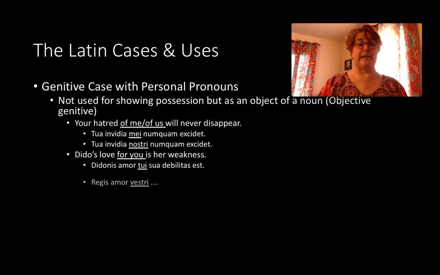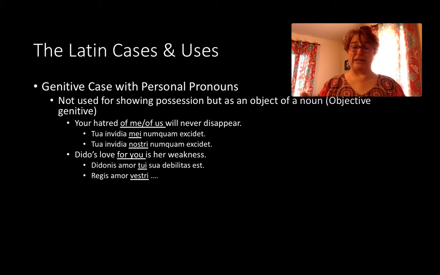Let's look at another example. Here it says, the king's love, vestri, for you. So that would be just the genitive plural, vestri, for you. It is important to emphasize yet again that we are using, especially with the genitive plural form that ends with I. Remember, you can have nostrum or nostri, vestrum or vestri. And when we are talking about the objective genitive, we want the one that ends with I.